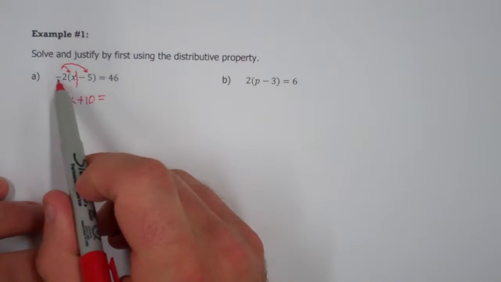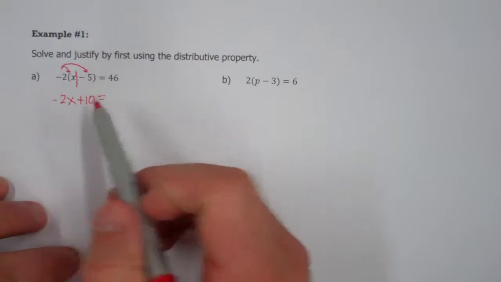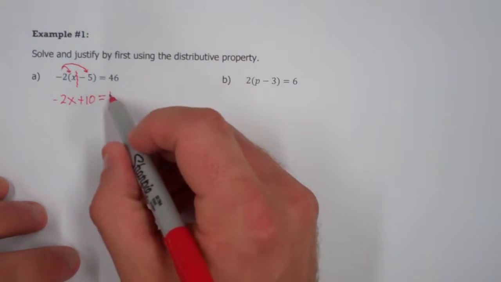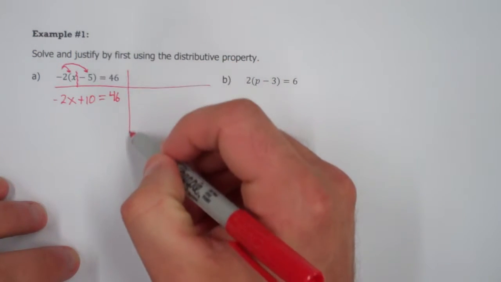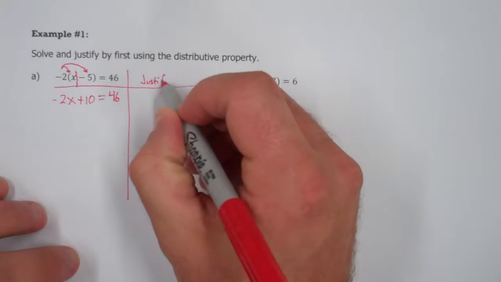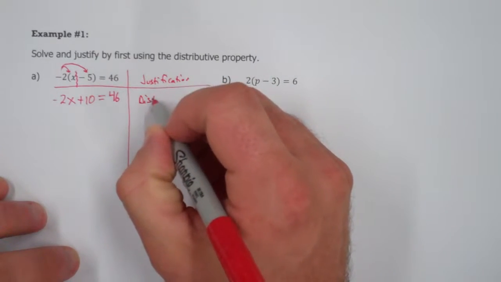Make sure that you keep the sign to the left of the term with that term, and then we have a negative times a negative to be a positive there. Focus on your sign, and then you can just do the 2 times 5. We want to justify this as well. So here will be our justification. And what we did here is the distributive property.